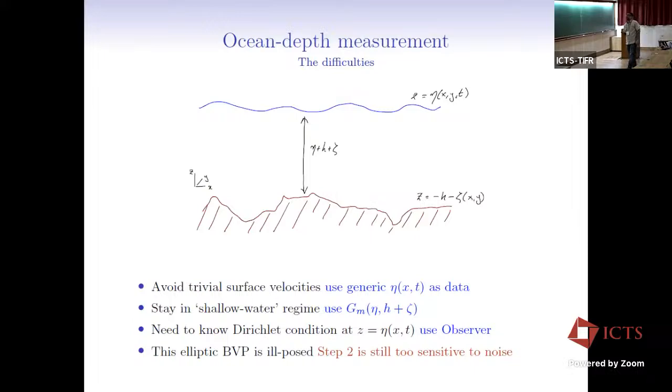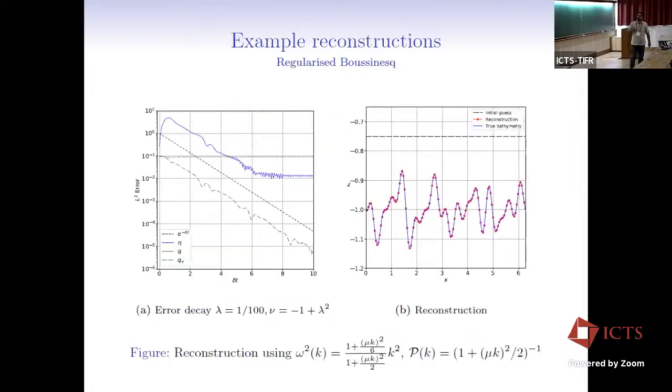So again, a summary of the difficulties. We can address this by using generic data or summing over time. We have to use a model instead of the true problem. The observer allows us to solve for the Dirichlet condition in some sense, but ultimately the sensitivity to noise persists in the form of an ill-conditioned matrix that needs to be inverted. That still persists. Okay, so here are some results.